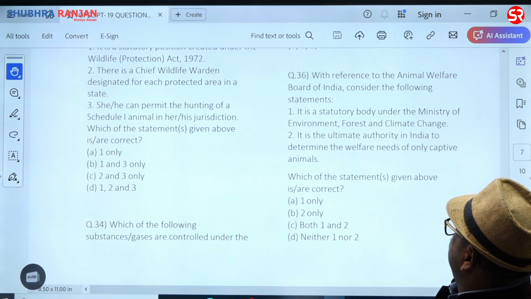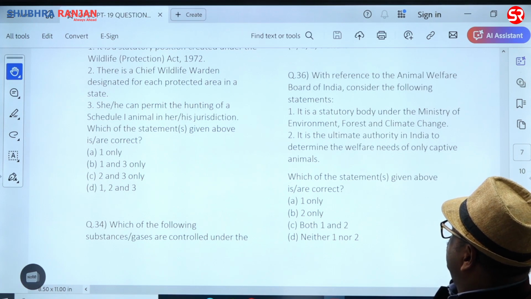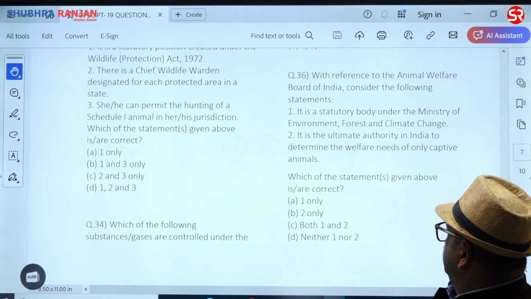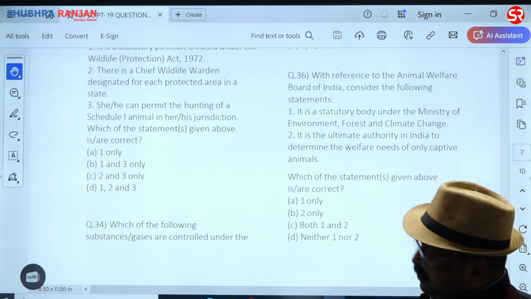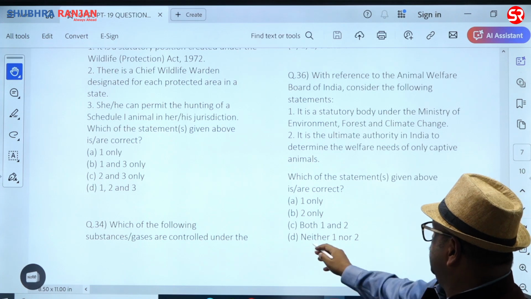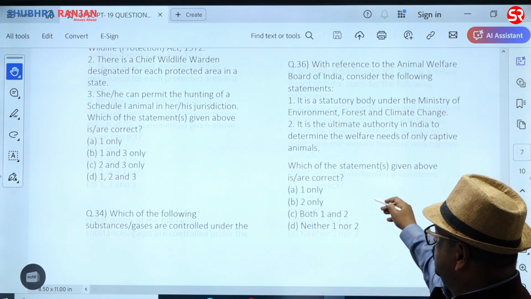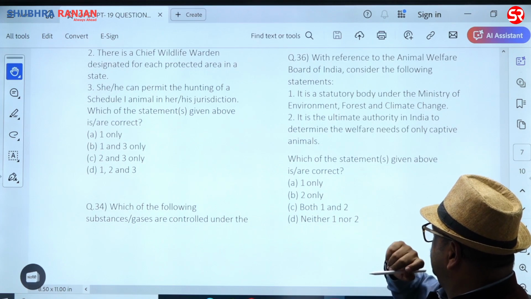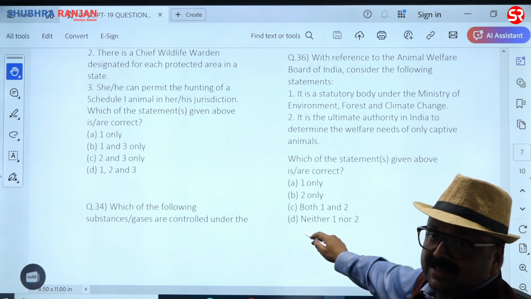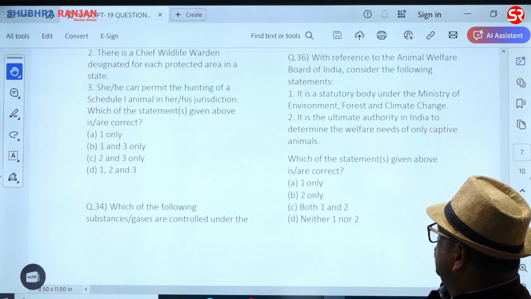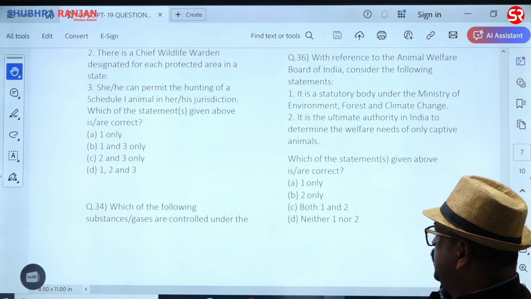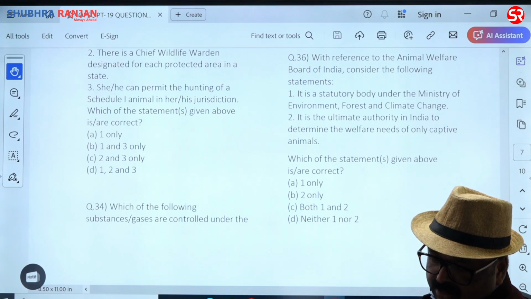With reference to the Animal Welfare Board, a statutory body under the Ministry of Environment, Forest and Climate Change, which statements are correct? Both statements are wrong. Neither 1 nor 2, the answer is given, children. I was not reading this option D. The answer is D. Both the statements are wrong, children. Both the statements are incorrect. 1 and 2 both are incorrect. So the answer is D. Okay.